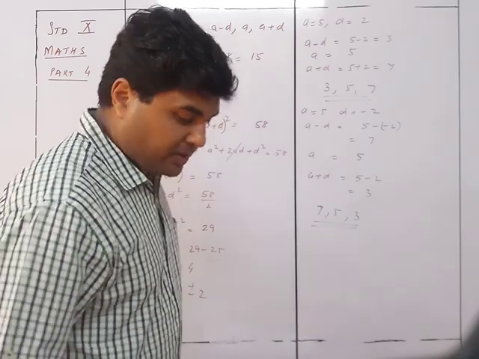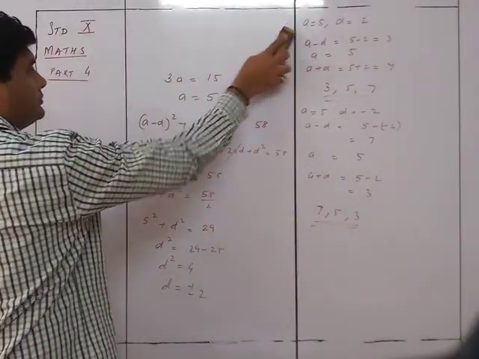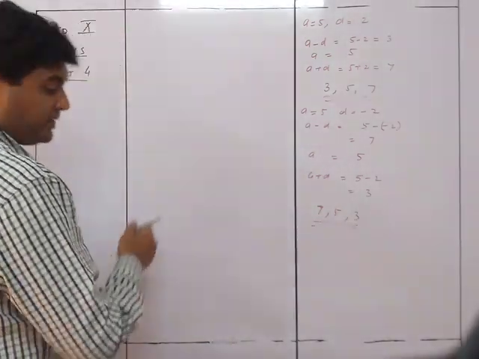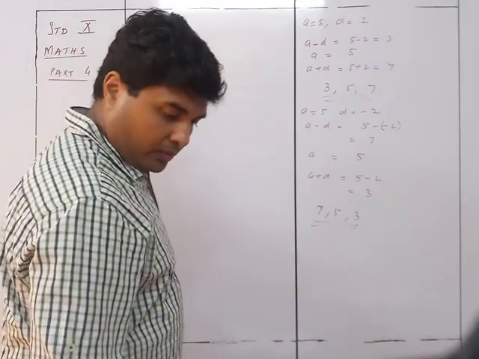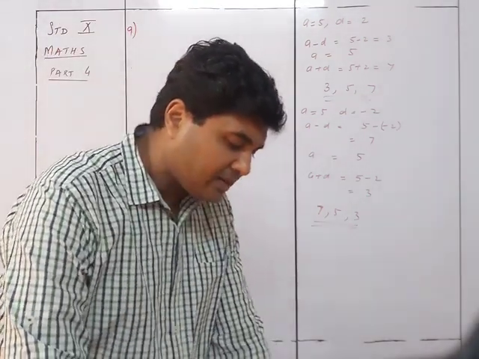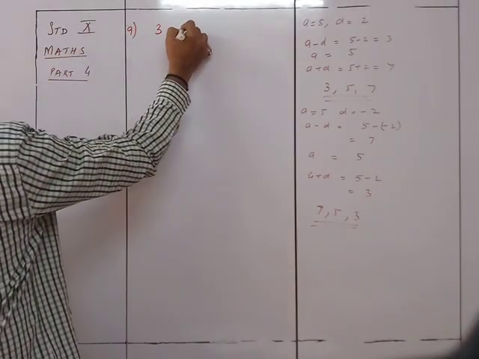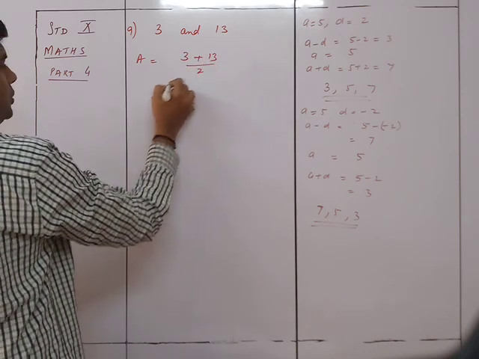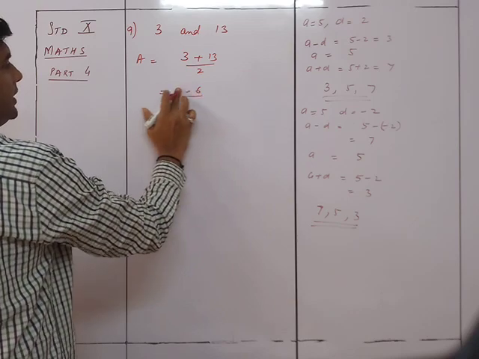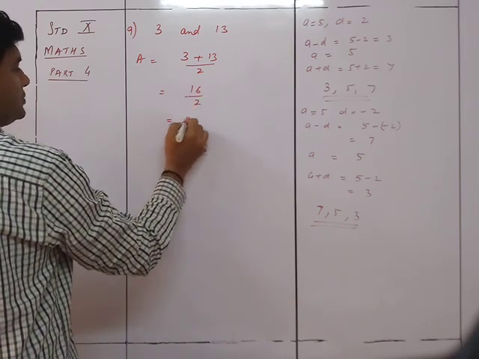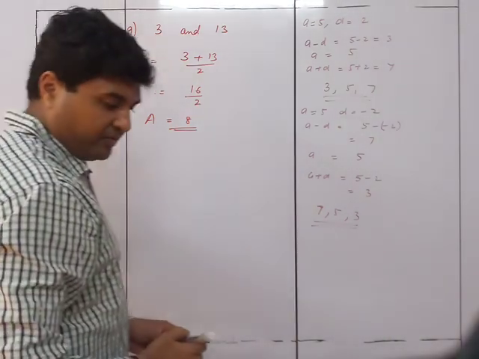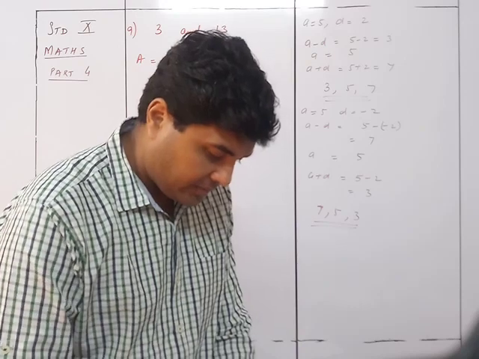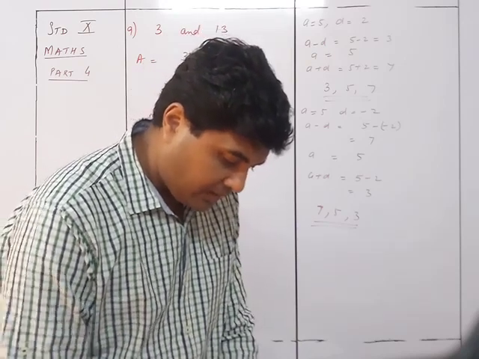We now move on to sum number 9. Insert one arithmetic mean between 3 and 13. So 3 and 13. So A is equal to (3 plus 13) upon 2, is equal to 16 upon 2, is equal to 8. So the arithmetic mean A is 8. So very easy sum. So not an issue at all. Sum number 9 was 8. We now move on to sum number 11.